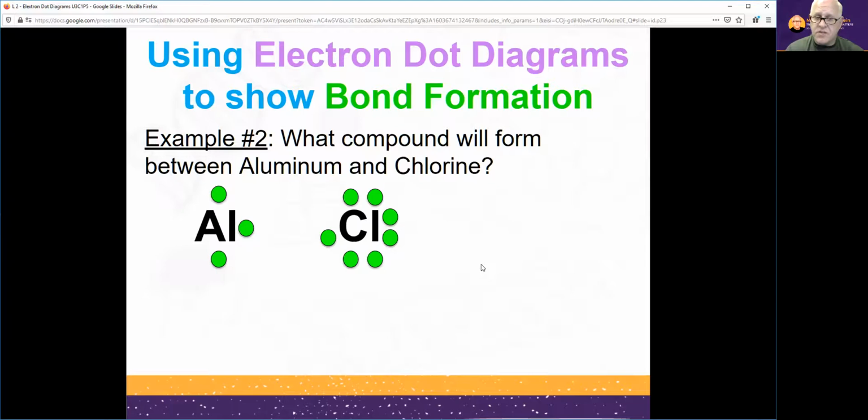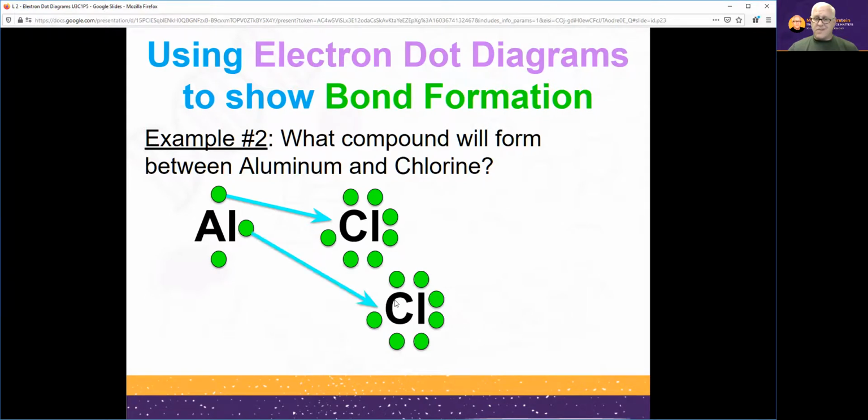if aluminum has 3 valence electrons and chlorine has 7, how many aluminum atoms are going to be needed to form a compound with chlorine? Well, let's take a look. I've got 1, but now I have these 2 electrons left over. So let me get another chlorine, bond that one, but I still have 1 more left over, don't I? So let's get another chlorine atom and make that bond.